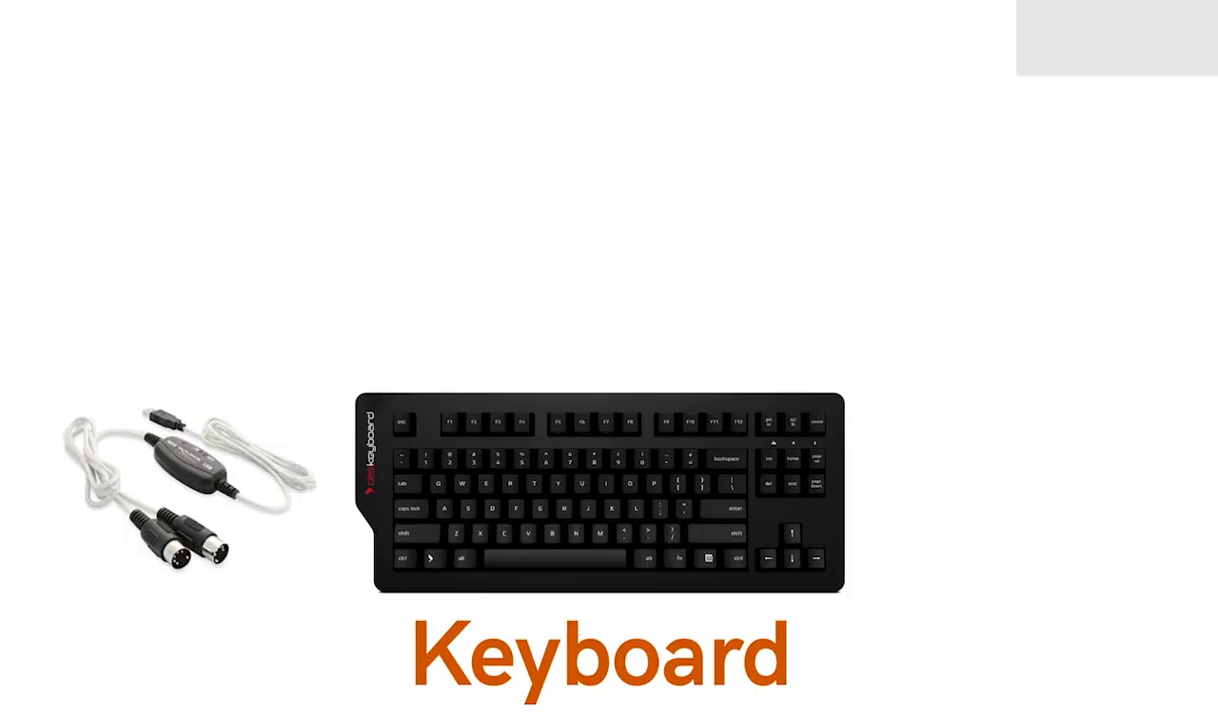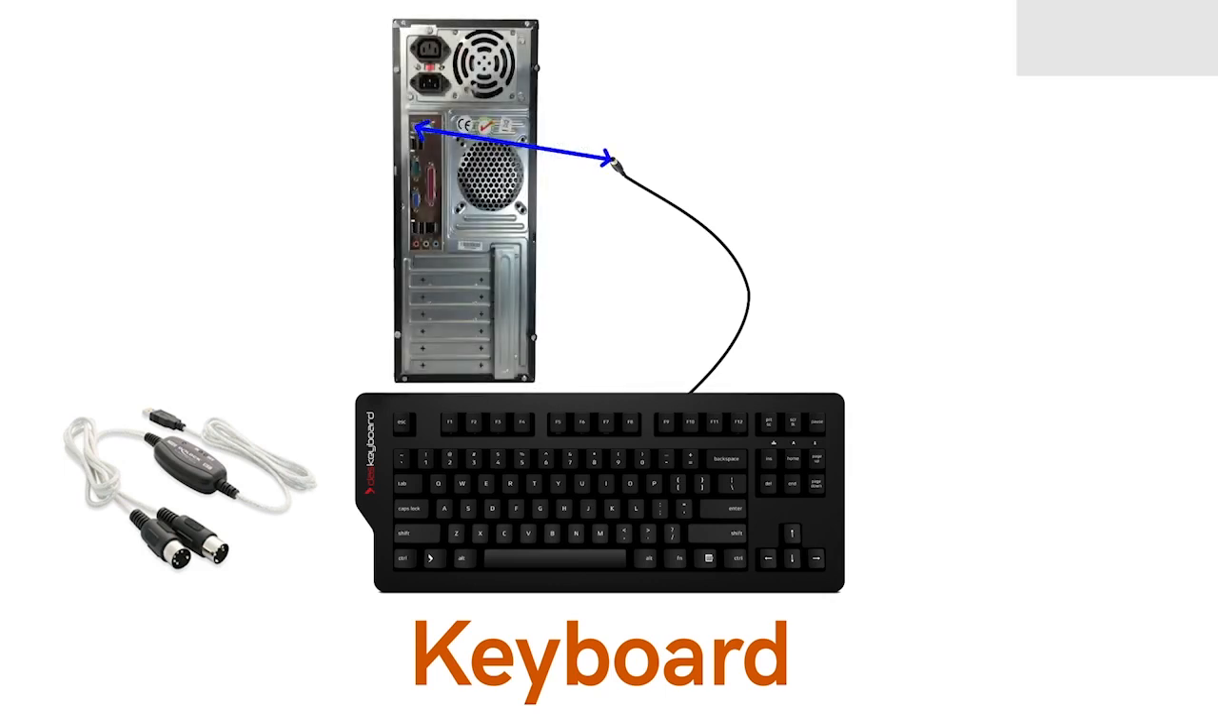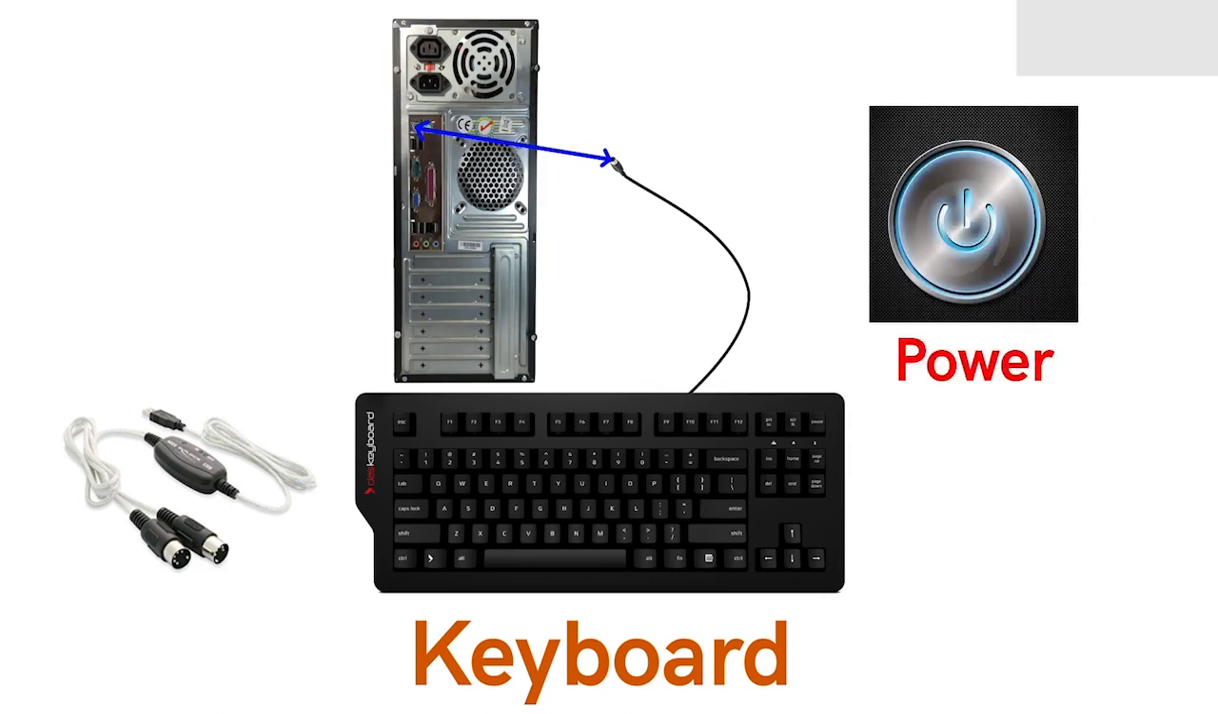Look at the cable coming out of the keyboard. This cable acts as the connector between the keyboard and the CPU. When a computer is powered on, the keyboard gets the electric signal. That means the keyboard becomes active only after the system is powered on.